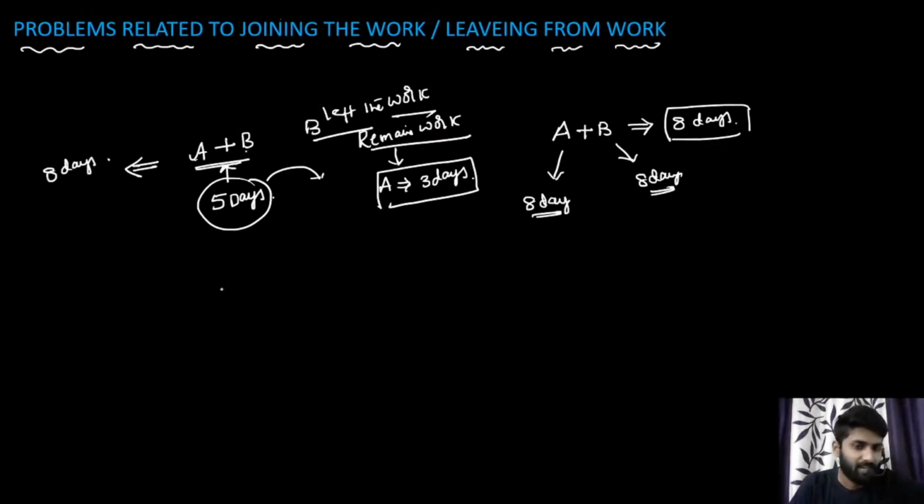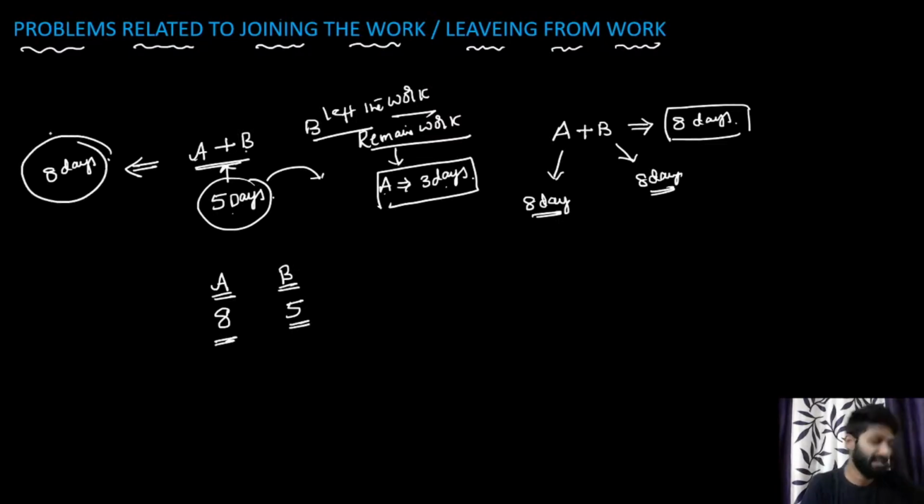Here is the important part. A worked for how many days for the entire work? Along with B 5 days, individually 3 days. So A worked 8 days for the entire work. That is point number one. B worked for how many days? Exactly 5 days, because B left the work after 5 days. That's why B can do only 5 days of work, while A can do 8 days of work. That's why the whole work is completed in 8 days. For example, the total work is completed in 8 days. Clear?